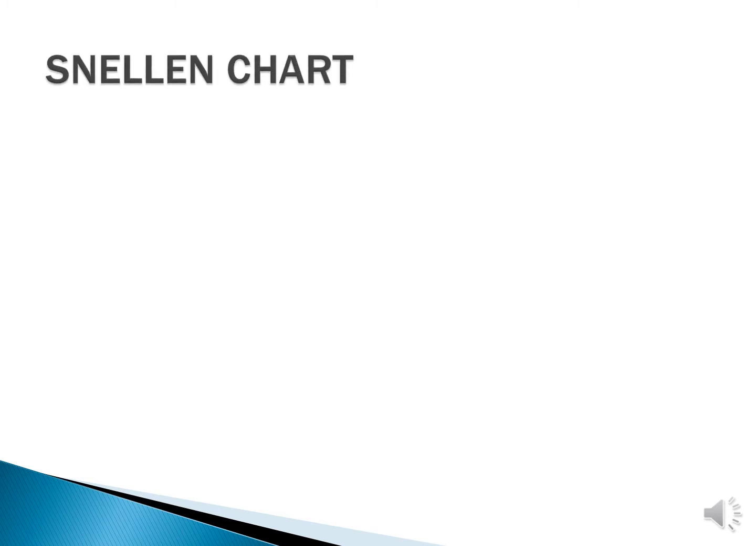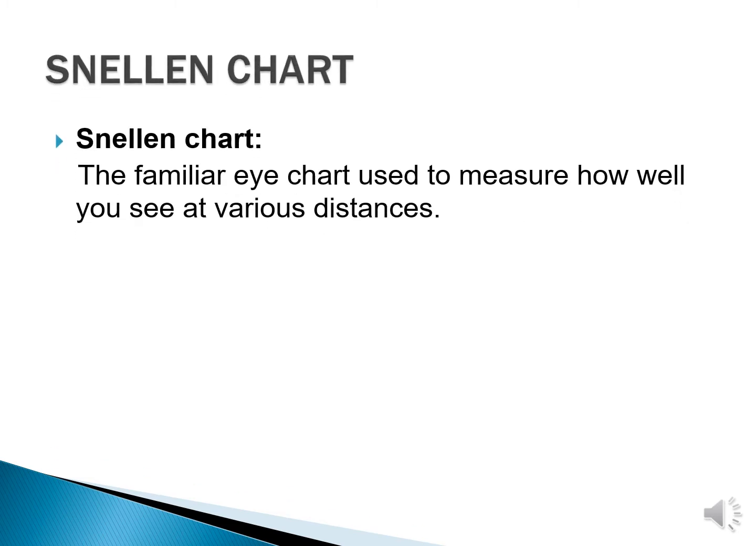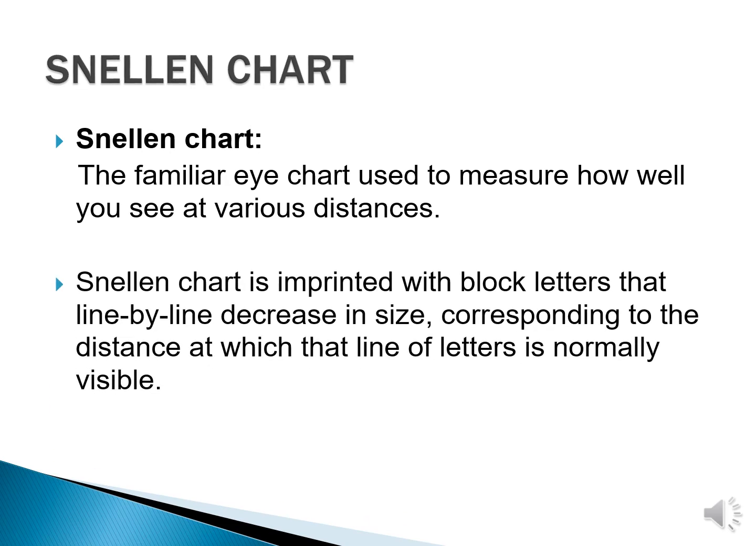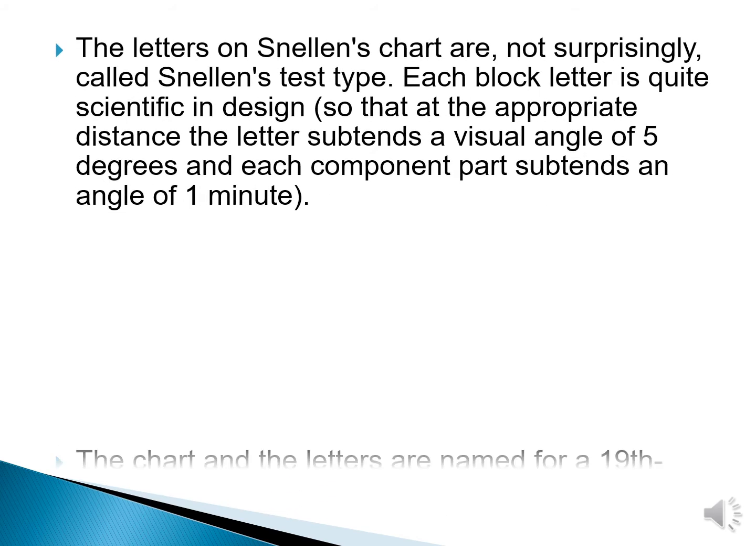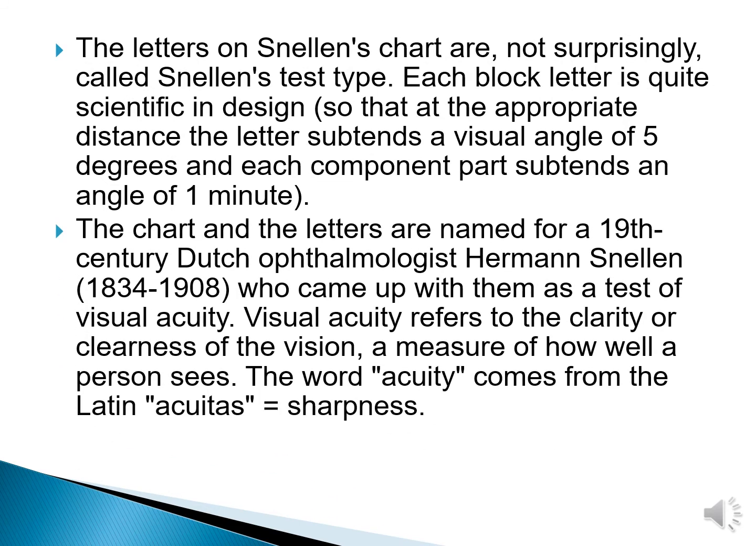Now, Snellen chart. The familiar eye chart used to measure how well you see at various distances. Snellen chart is imprinted with block letters that line by line decrease in size, corresponding to the distance at which that line of letters is normally visible. The letters of Snellen chart are not surprisingly called Snellen test type.